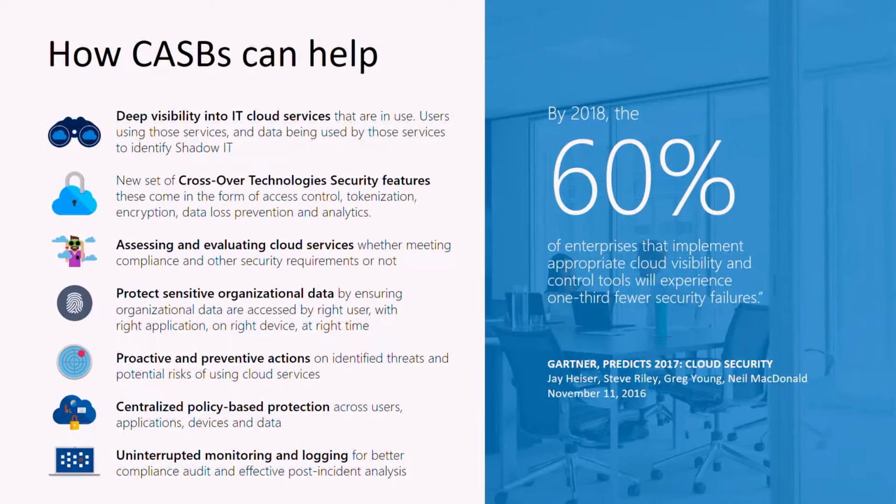So how can CASBs help? The first thing is giving you this visibility that you lost once you move to the cloud, right? When I say visibility, I mean a lot of things, so I'll give you a few examples. Which data in my organization is stored? Where are all those files? Who are they shared with? Who has access to them? And who accessed them in the last day or two, right?